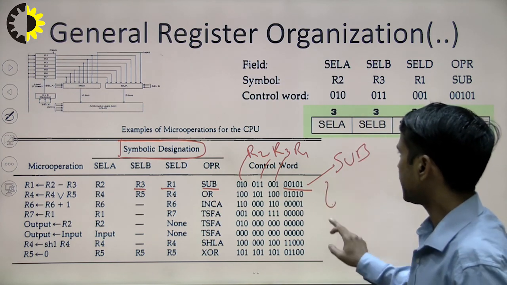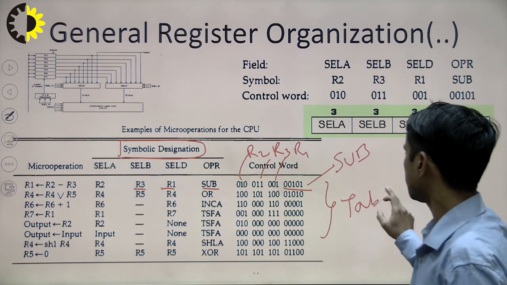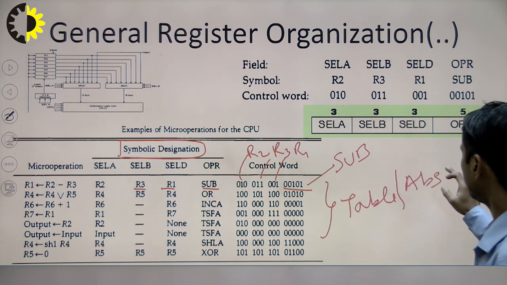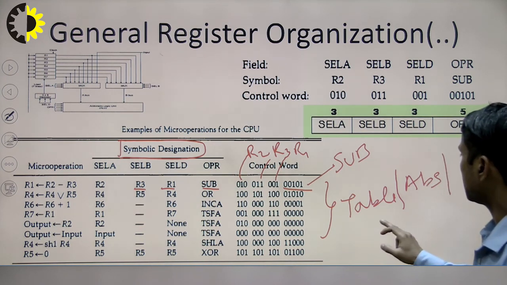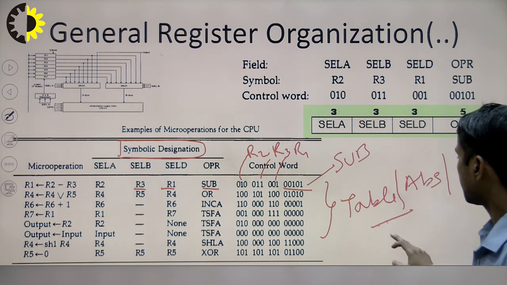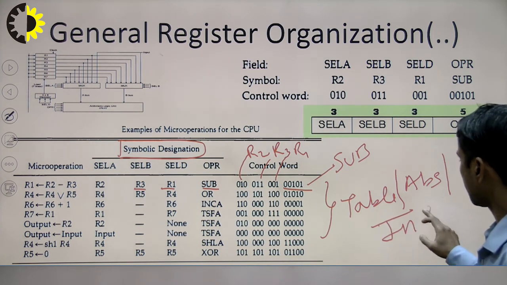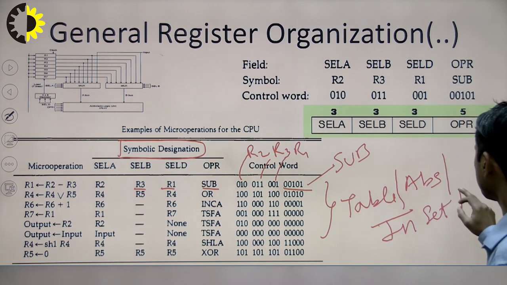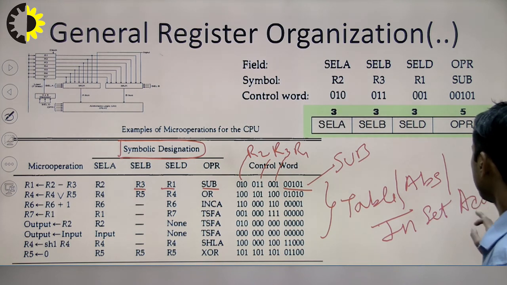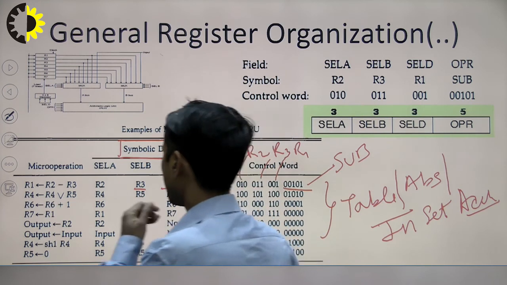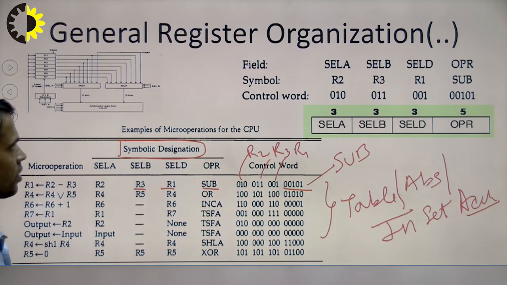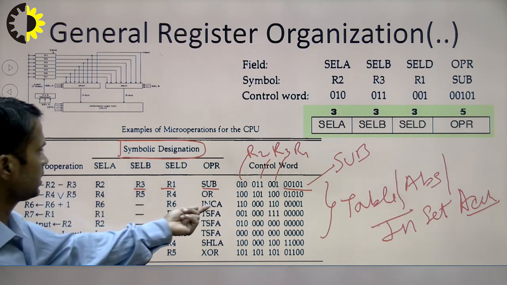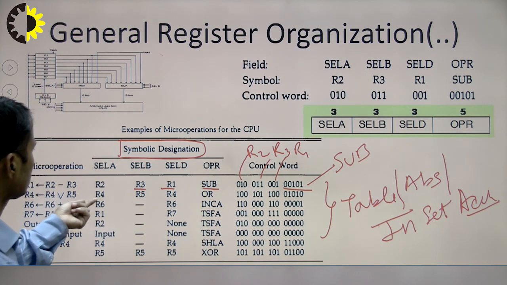So, we can create a table. This table is basically representing an abstraction of computer, what operation it can perform. So, it basically represents the instruction set of this particular general register organization. That is why instruction set architecture is basically mentioned here, which basically tells what particular operation can be performed in this general register organization. So, likewise, depending upon the operation, there will be corresponding inputs to be selected.